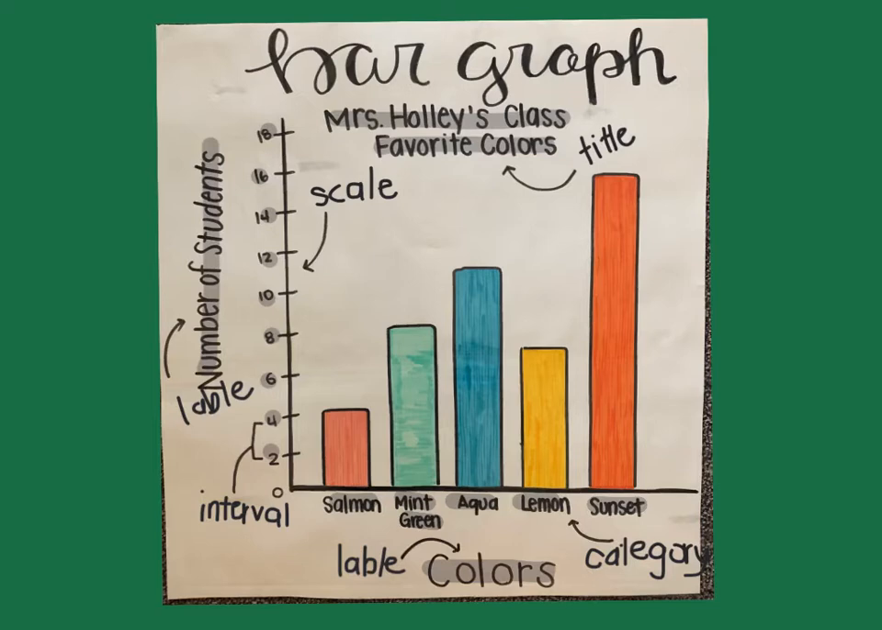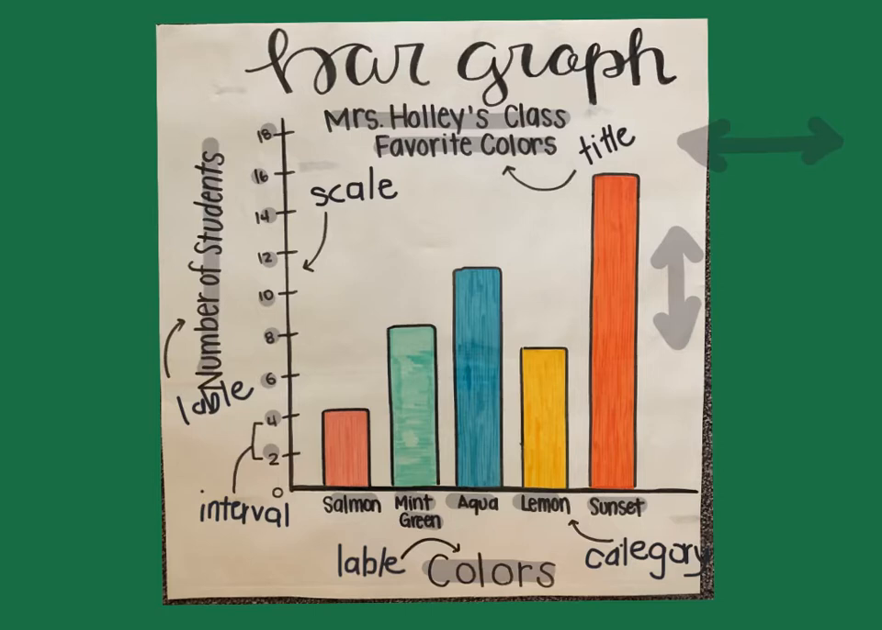Our bar graph today is going up and down, meaning the bars on our graph start at 0 and go up towards the sky. Some bar graphs go side to side, like this, where the bars are going left to right. We'll have an example of that later on.